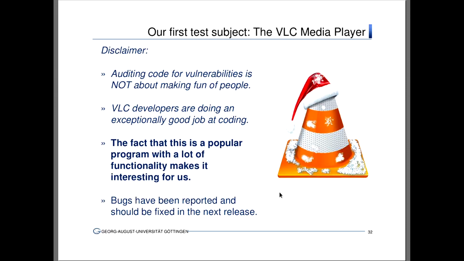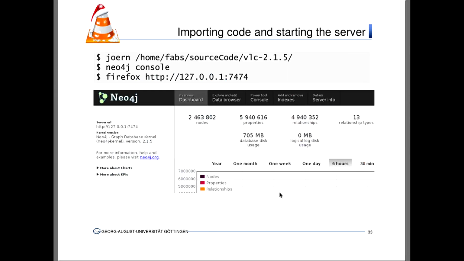The fact that it is popular made me want to audit it. I think the VLC developers are doing a really good job, and all of the bugs that are going to be disclosed now have actually been fixed in the JIT version, and will probably be fixed in the next versions as well. Okay, so let's make this practical. You run the importer, Joern, on the VLC code, and it starts importing the code.